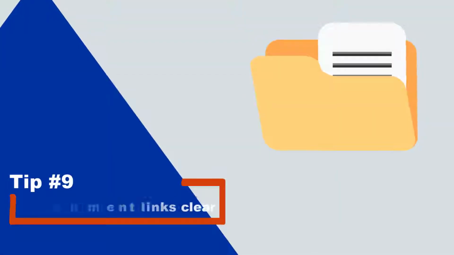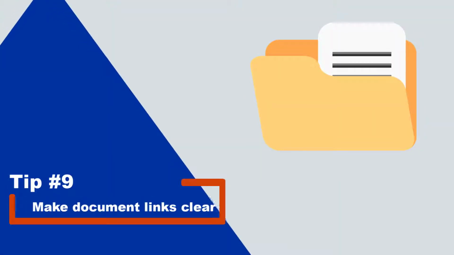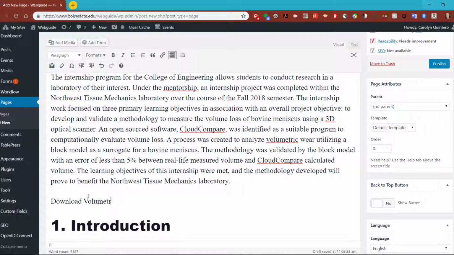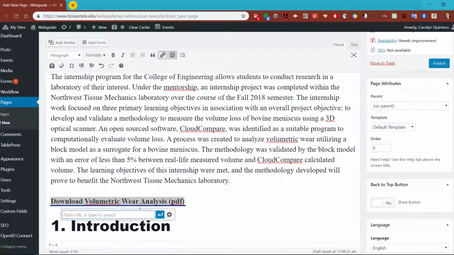9. Make document links clear. Since you've verified your document is accessible, you can now add it to your web page as an optional downloadable resource for your audience. Make sure your link text clearly identifies the resource as a document so users can quickly understand what they are opening.